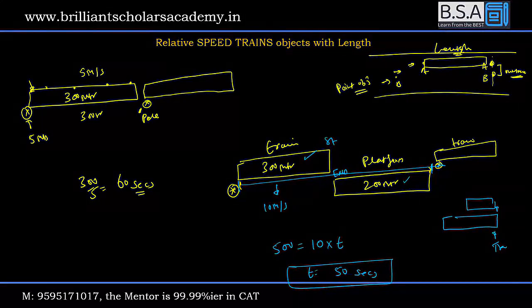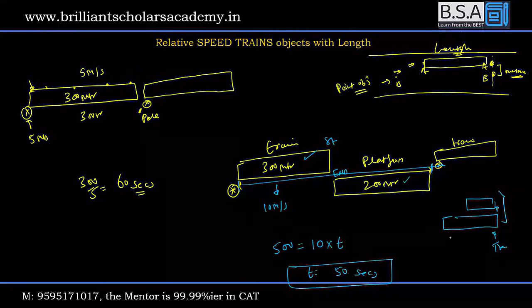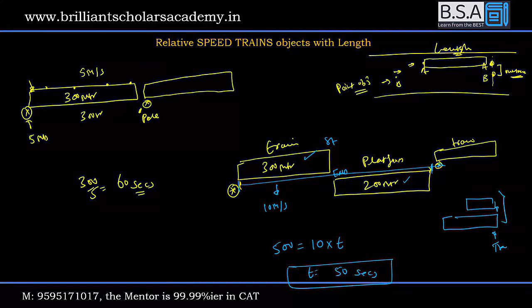If the question says the train is about to leave a platform and so on, then you can imagine it like this: the train is about to leave the platform. Otherwise, always the complete length or both lengths should be considered.